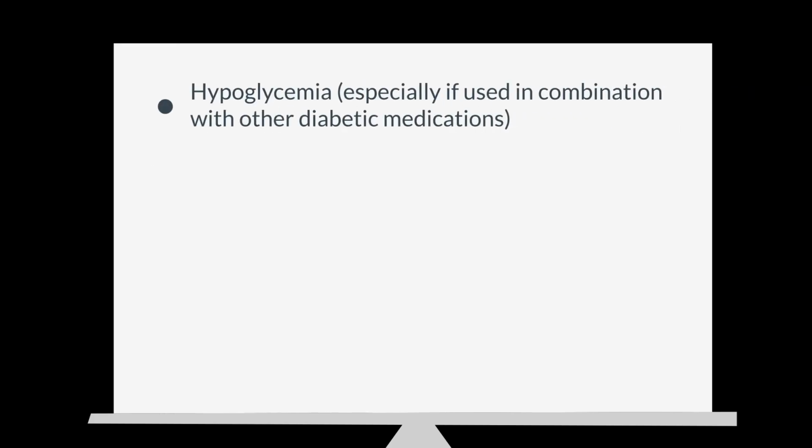Other warnings and precautions include hypoglycemia. Hypoglycemia has been known to occur, especially in people that take other diabetic medications, say maybe an insulin or sulfonylurea. Those people are usually at a relatively higher risk of developing hypoglycemia, and therefore a dose adjustment may be necessary. Pancreatitis has also been reported in people taking Trulicity, and therefore monitoring is recommended. And usually a discontinuation is warranted if there is actual evidence of pancreatitis occurring.